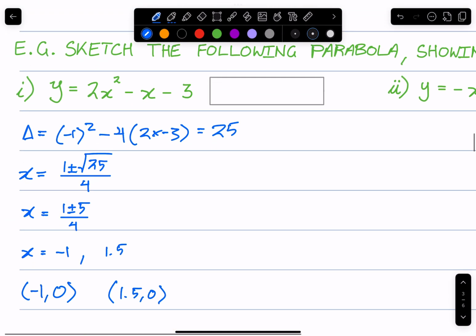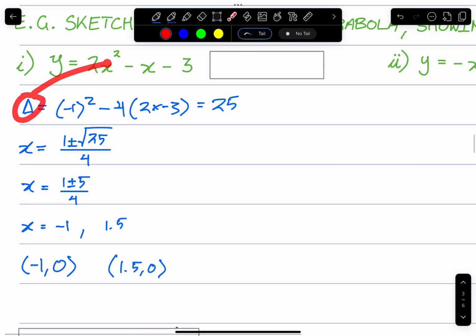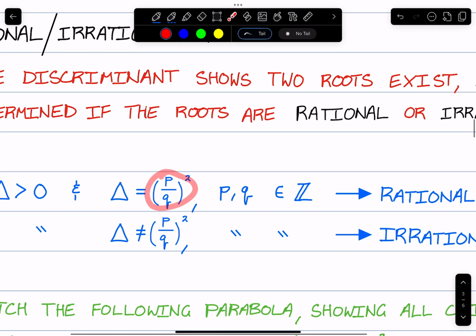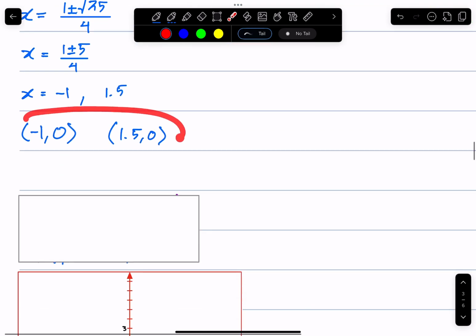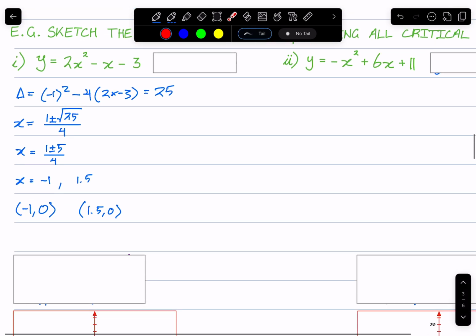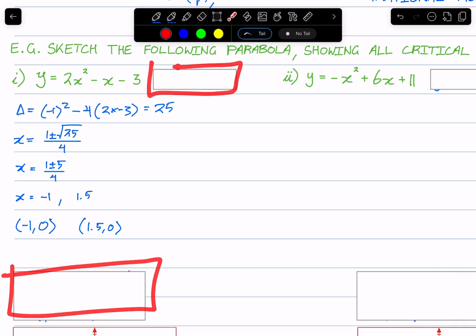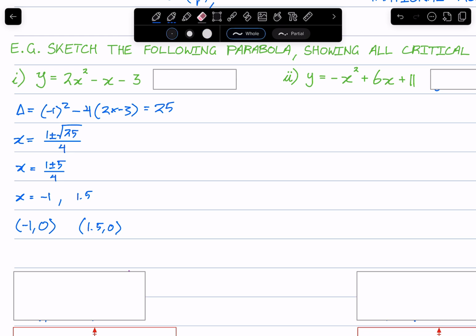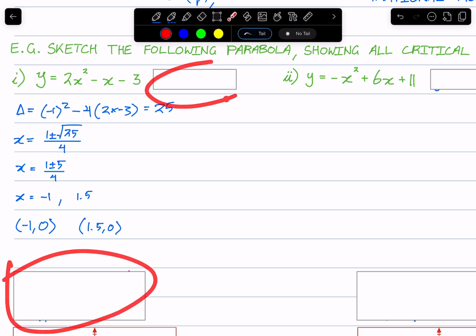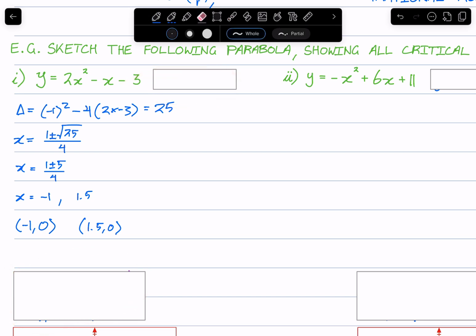So notice how when the discriminant delta is a perfect square, so of this form, we get two rational x-intercepts or roots. Because we need to sketch this, we also need the vertex and the y-intercept, but that is not the focus of this video. I'll let you pause and quickly calculate the vertex and the y-intercept. The y-intercept is very easy. It's shown right here.